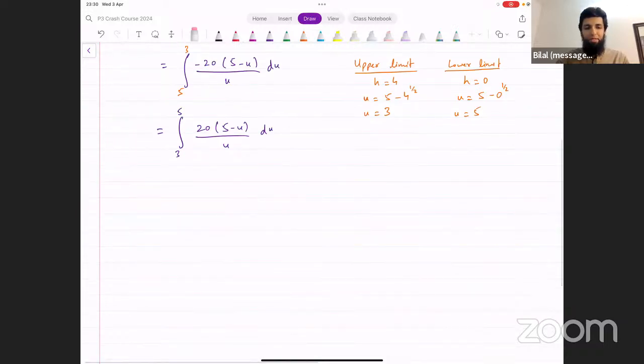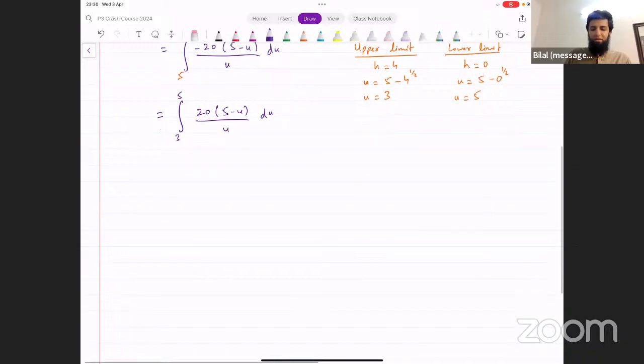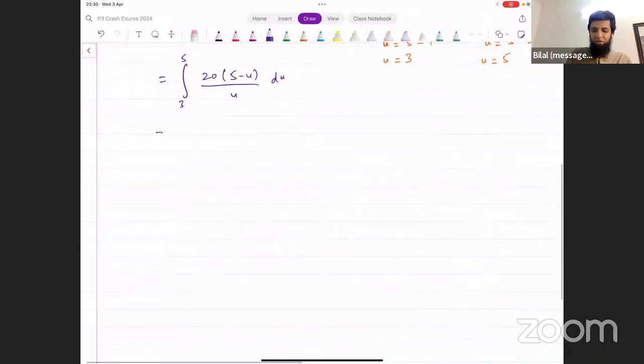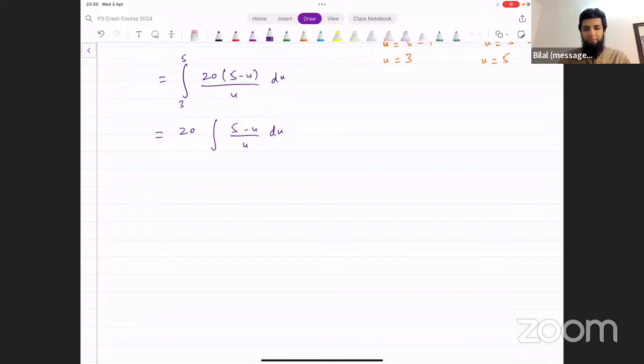Yes, sir. Okay. Now let's evaluate this integral. How would you integrate this now? We could write 20 outside if we wanted. Inside, we're left with 5 minus u over u. How can we integrate this? What method can we use? So we can simplify first. Simplify? What do you mean by simplify? Multiply 20 inside? Is that what you're saying? Separate the numerators. We can split the numerators. So think of the rules that we have for fractions.